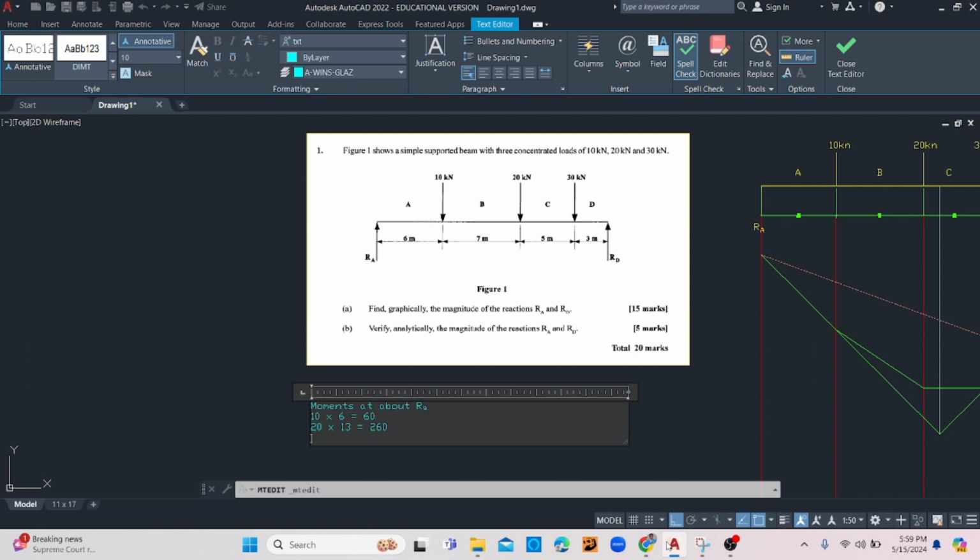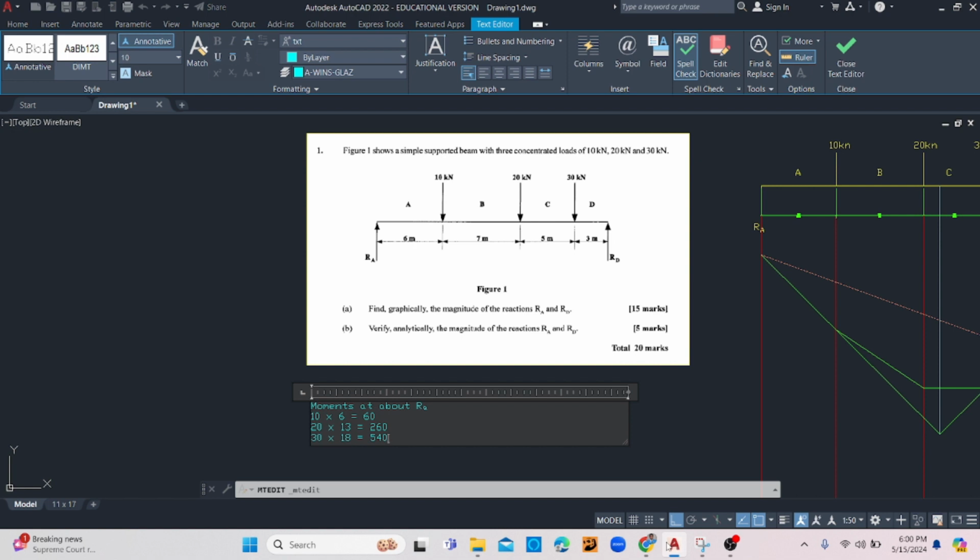So, the next load is the 30. It's going to be the 30 multiplied by the distance, which is, what's that? It was 13, right? So 13 plus 5, 18. So 18 times 30. That's 540. Alright, so we have 540 now.